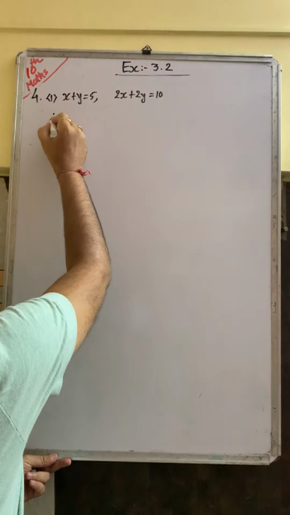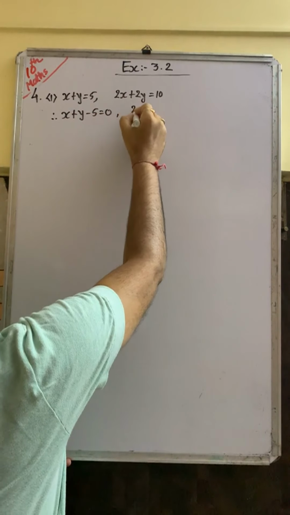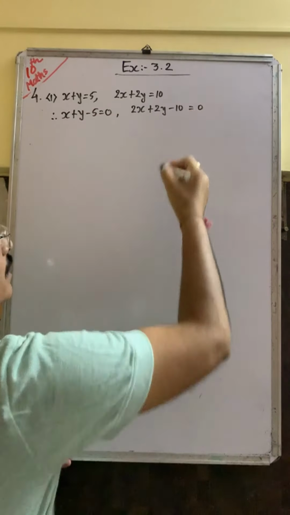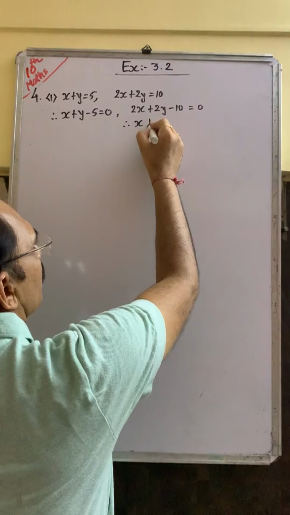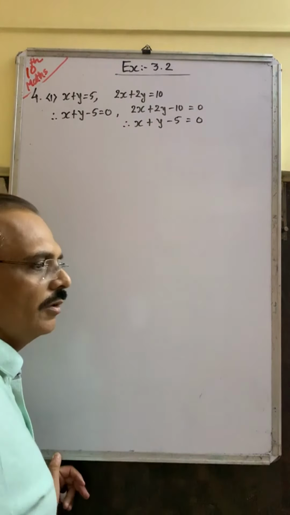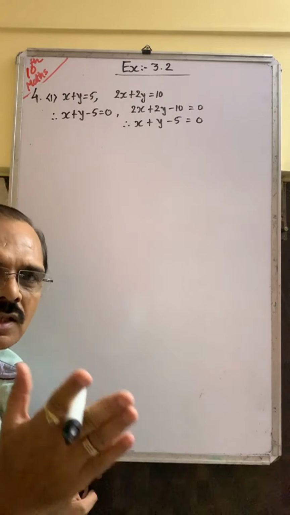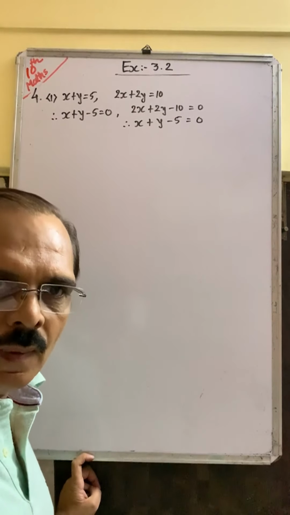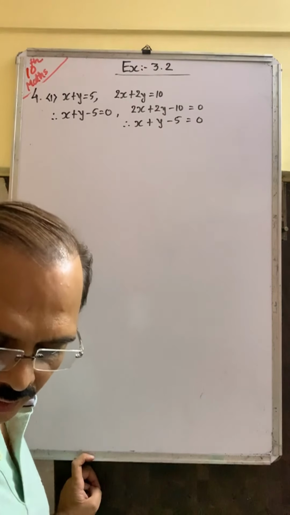See, x plus y minus 5 equal to 0. Here 2x plus 2y minus 10 equal to 0. You can divide this second equation by 2. So dividing by 2, x plus y minus 5 equal to 0. You can see that both the equations are same. If both the equations are same, then both the equations coincide with each other. Means only one single line. That means infinitely many solutions are there. Okay. Now see.